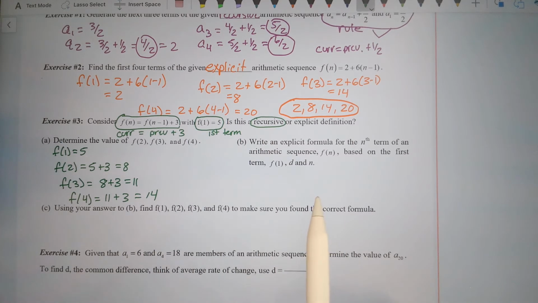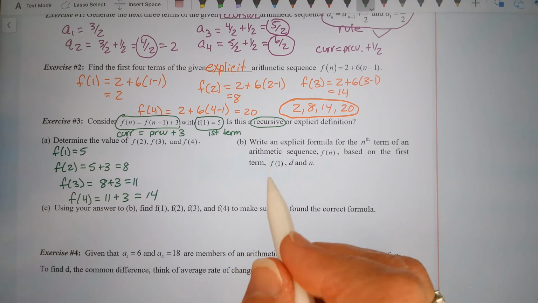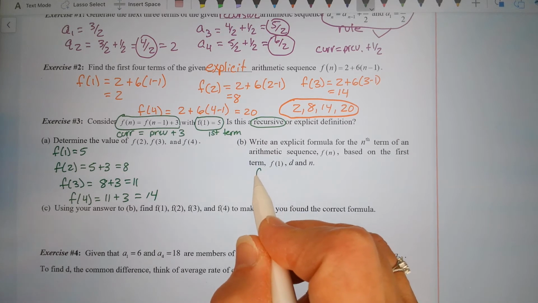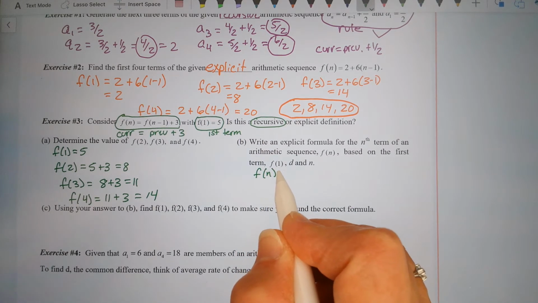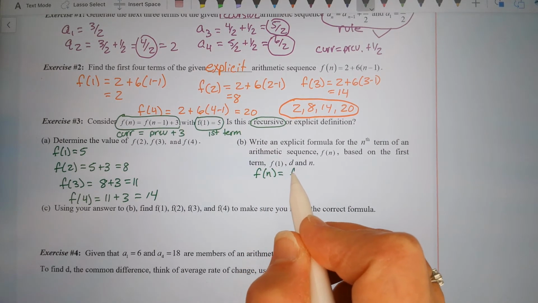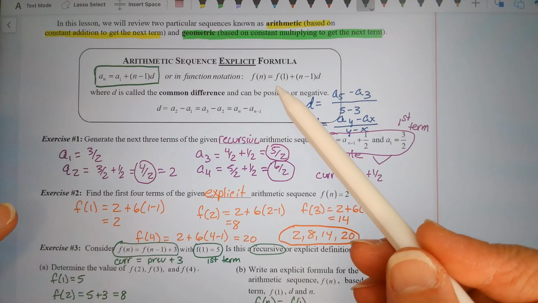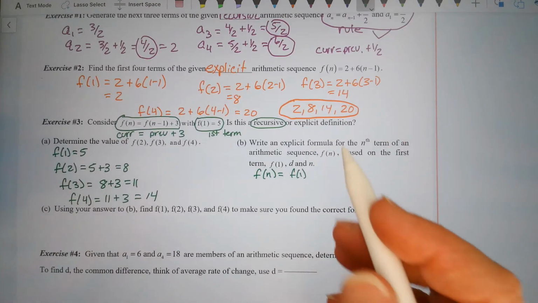We want to write an explicit formula for the nth term of the arithmetic sequence that we have here, based on the first term, f of 1, which is 5, d, so what's the common difference, and n. So let's see. Let's write the formula from above. F of n equals f of 1, by formula, I mean the formula up here, plus n minus 1 times d.